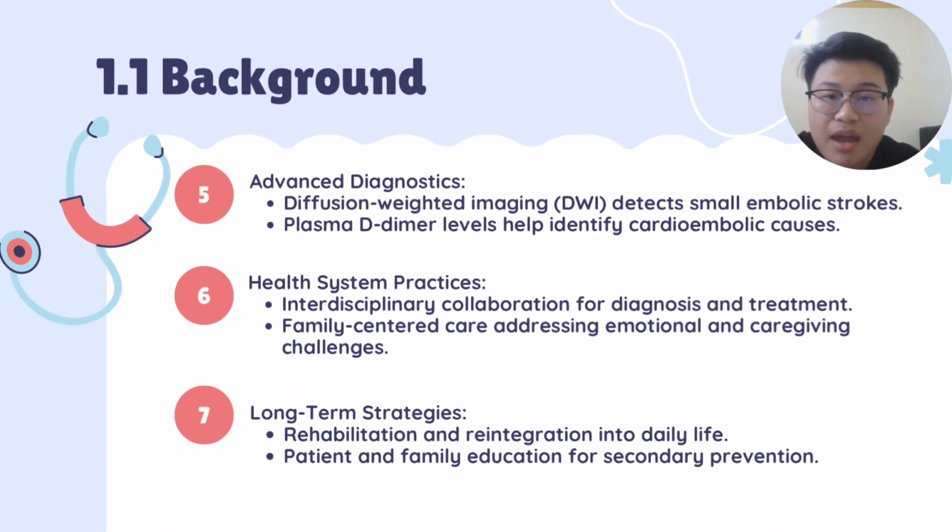Next slide. Effective management of this disease starts with advanced diagnostics like diffusion weighted imaging, or DWI, for small stroke detection, and D-dimer test for cardioembolic causes. The health system must promote interdisciplinary collaboration and family-centered care to address the emotional and caregiving burdens of stroke. Long-term strategies, including rehabilitation and education, are essential for improving outcomes and preventing recurrence. A systemic approach ensures comprehensive care for patients and their families.